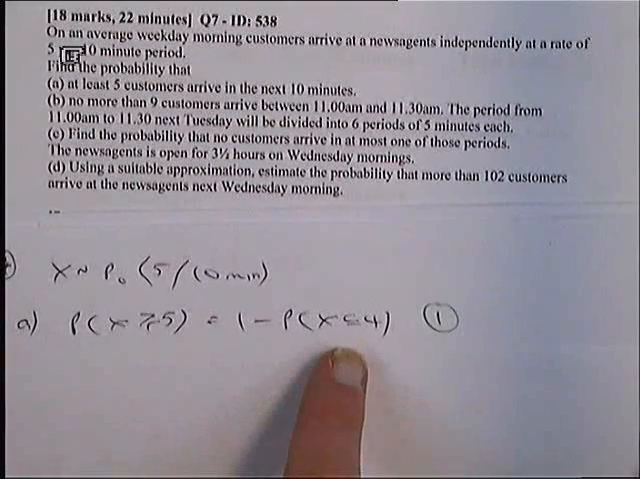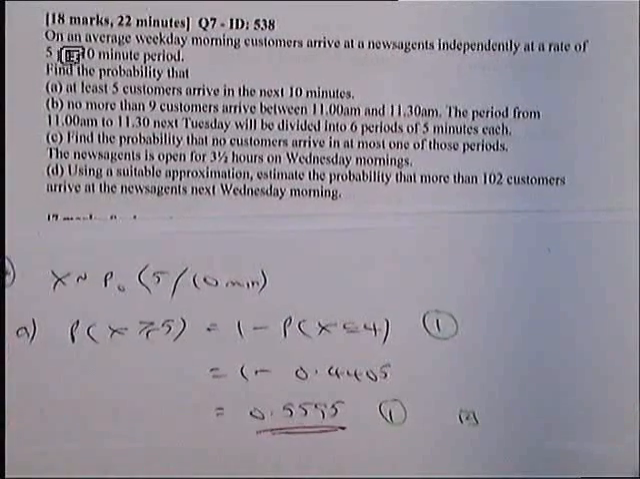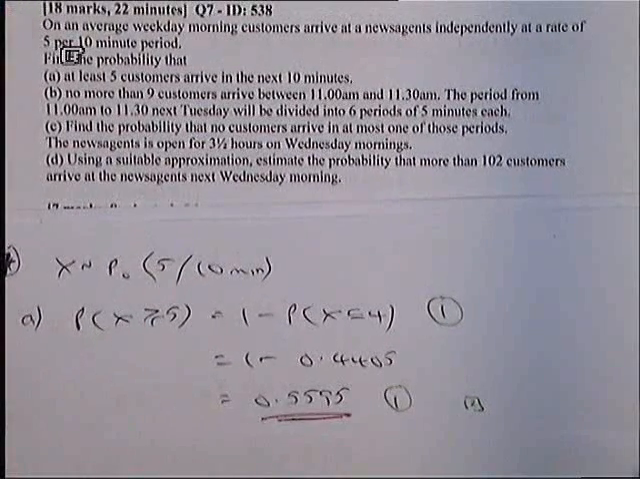So 1 minus the probability of less than or equal to 4. That's the tables' job. Look it up in the tables, do your taking away, and get an answer. There were 2 marks for part A of the question.